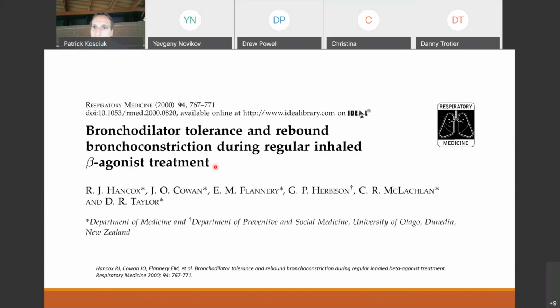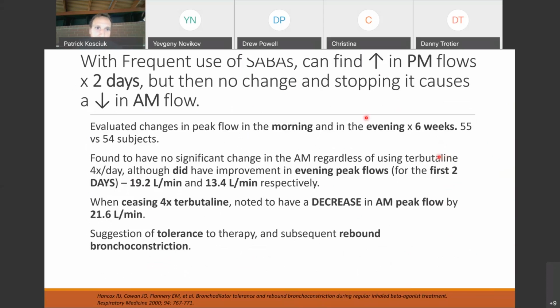So here's another interesting study that I found in terms of how often can people use albuterol. I mean, people are using it 4 times per day. There's so much. So we're looking at this study with frequent use of SABAs. We can find an increase in your evening flows for the first 2 days, and all of a sudden everything kind of stays about the same. And then when you stop the medication, you actually have worsening control the next day, especially in the morning, again, these nocturnal symptoms.